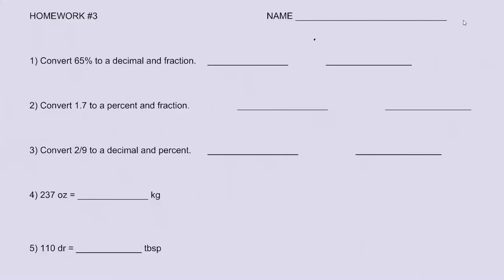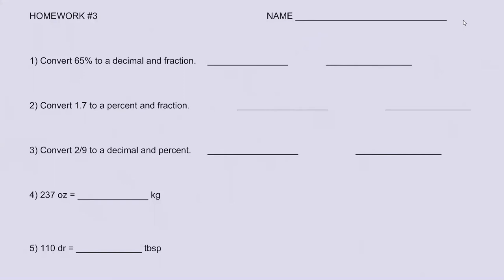Hey guys, I wanted to go over homework number 3 for you. A lot of these test questions are going to be very similar to what you're going to see on your test for pharmacology class, and some of these are similar to some of the items that you might see on the VT&E. So I just wanted to go over it and make sure everybody was all on the same page.